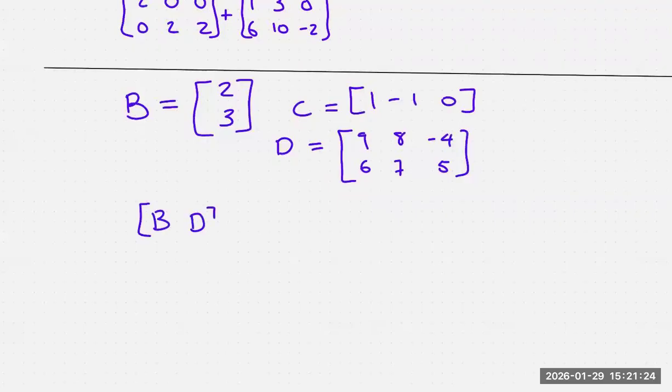Very simple. All you do is combine this one here with this one here. Matrix B is just 2 and 3. Put the D beside it, going across, which is just 9, 8, negative 4, 6, 7, 5. Nice and simple. Everybody okay with that? Anybody confused by that? No, sir.